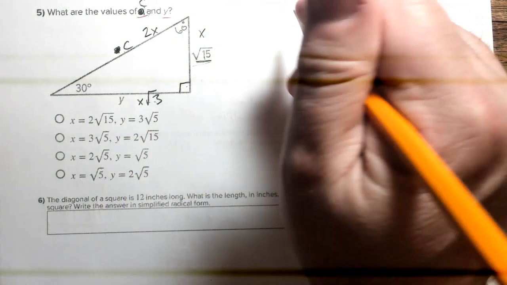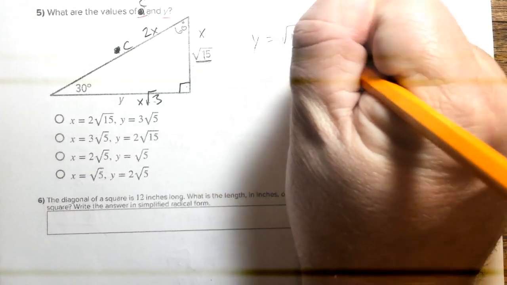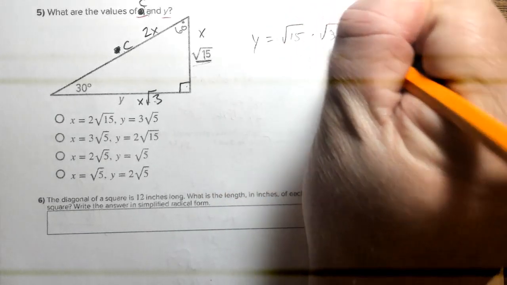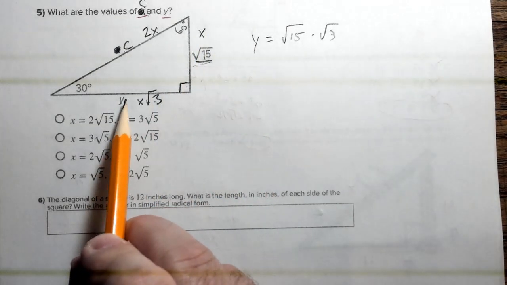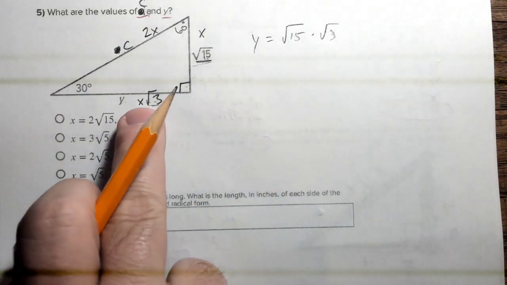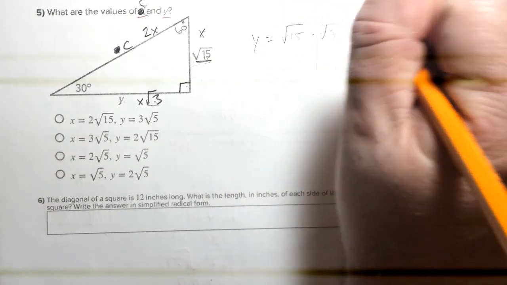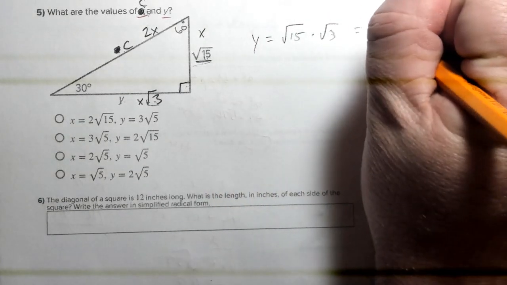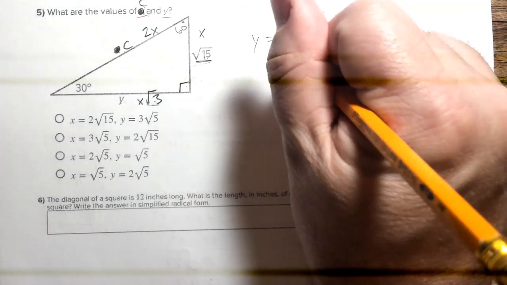All right, so y is going to equal the square root of 15 times the square root of 3. Again, because this side is x, this side is this times the square root of 3. X is square root of 3. That's why it's written that way. So square root of 15 times the square root of 3 is the same as the square root of 45. Okay, hang with me.